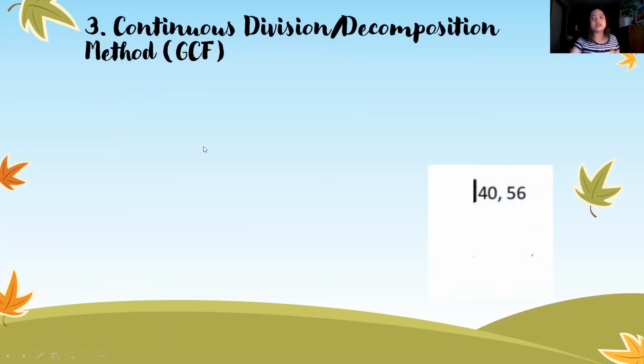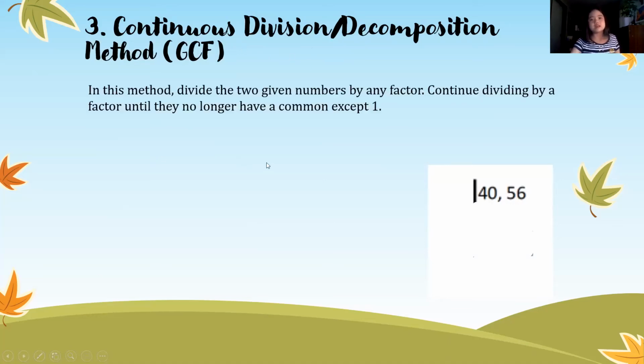The next method, or the last method, is called continuous division or decomposition method. Now for this method, let's divide the two given numbers by any factor. So we need to think of a number that divides them both. The only rule is that you cannot use 1, because 1 is neither prime nor composite. So what do you think is the factor in here?